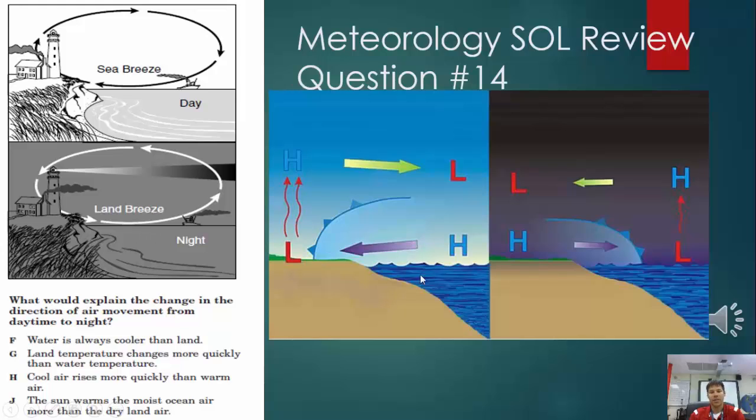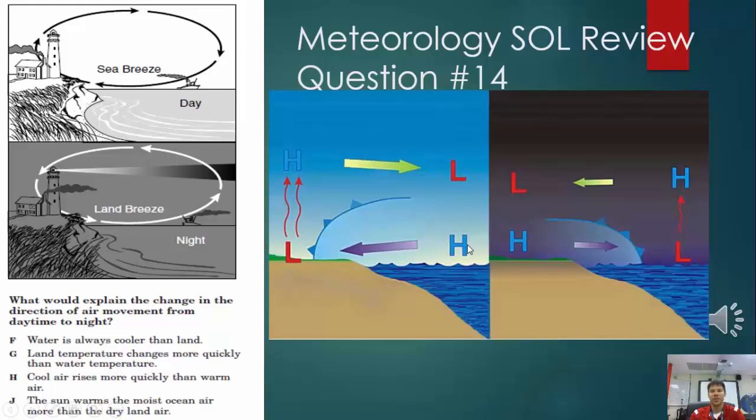Now, this is a complex question, but if you think about it, you should be able to come up with the answer. And the first thing you need to realize is during the daytime, the land is going to get hotter than the water. So as the land gets warmer and warmer, that warm air is going to rise up, because that's what warm air does. As that warm air rises, you create an area of low pressure here.